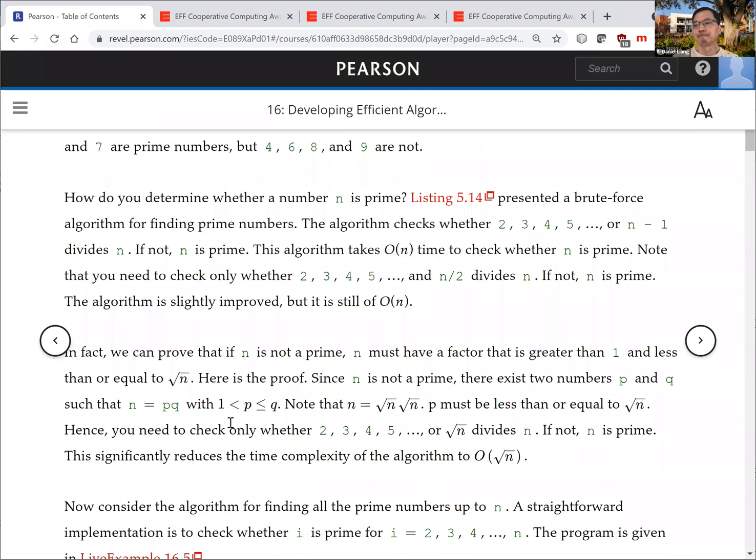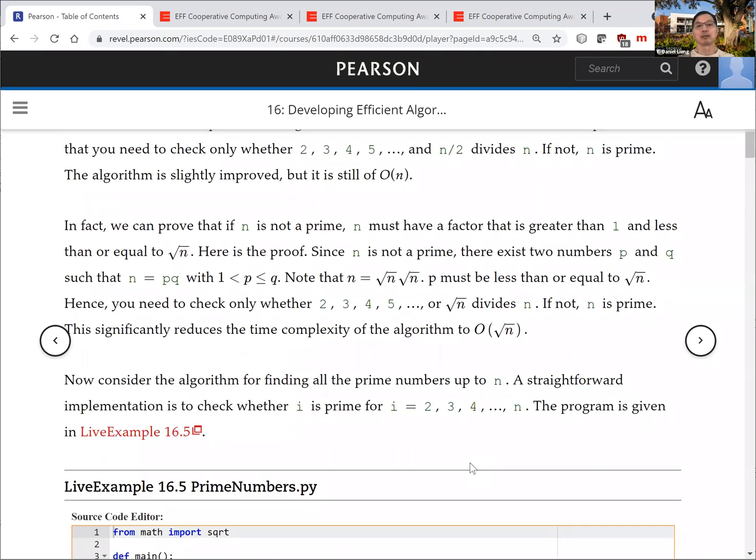In fact, we can prove that if n is not a prime number, n must have a factor that is greater than 1 and less than or equal to the square root of n. Using this observation, we can improve the time complexity to order of the square root of n. This is much better, but we can do even better.